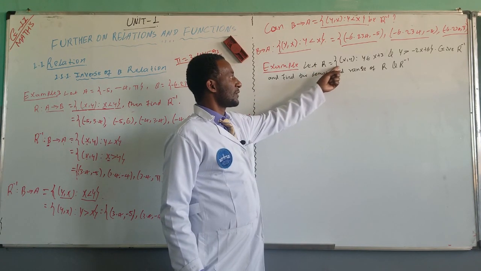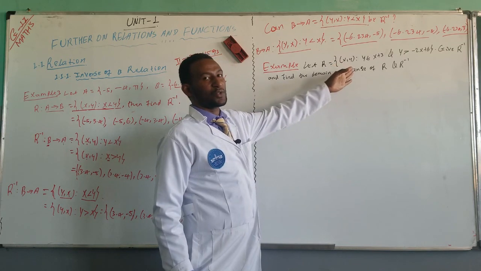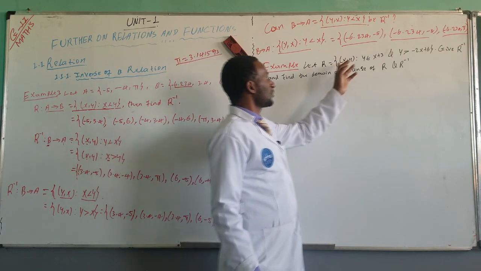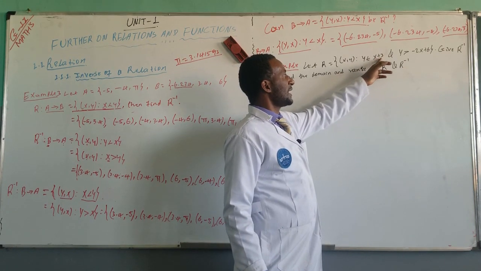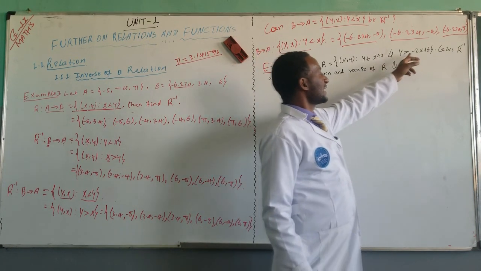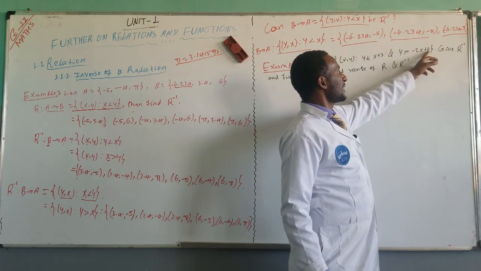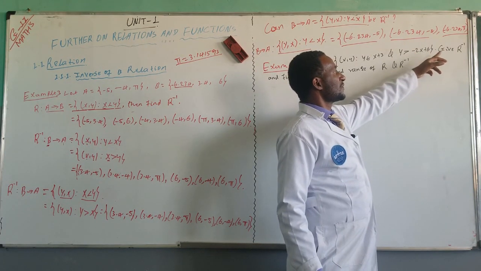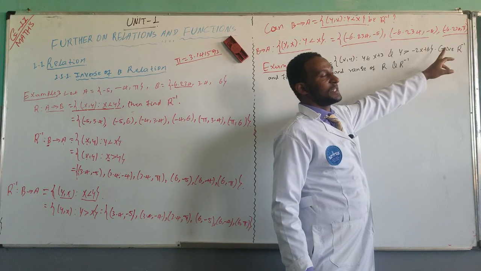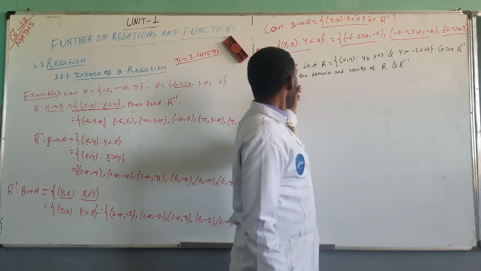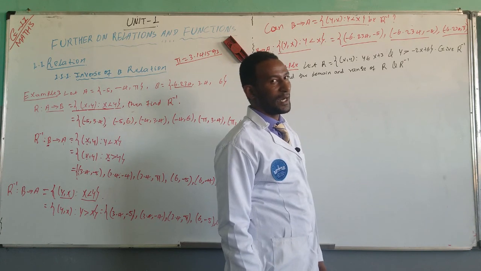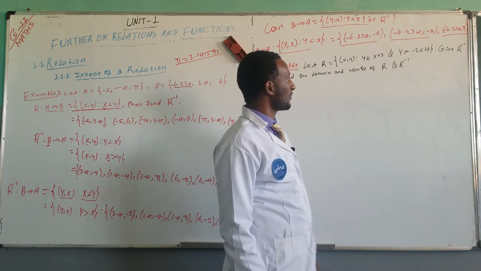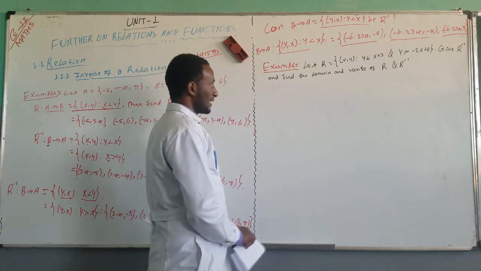Let us see another example. R is given for us by set builder method. R is equal to x comma y such that y is less than or equal to x plus 3 and y is greater than negative 2x plus 6. Then give R inverse. That means find R inverse and find the domain and range of R and R inverse.